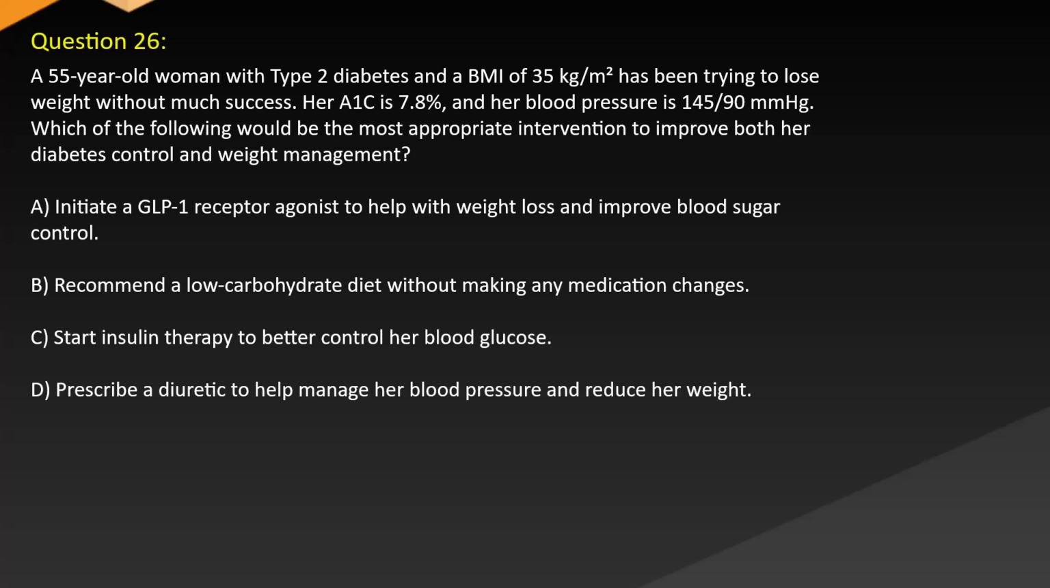A. Initiate a GLP-1 receptor agonist to help with weight loss and improve blood sugar control. B. Recommend a low carbohydrate diet without making any medication changes. C. Start insulin therapy to better control her blood glucose. D. Prescribe a diuretic to help manage her blood pressure and reduce her weight.